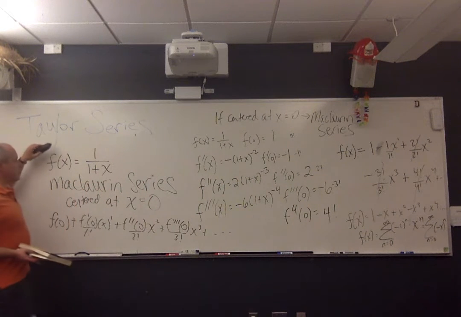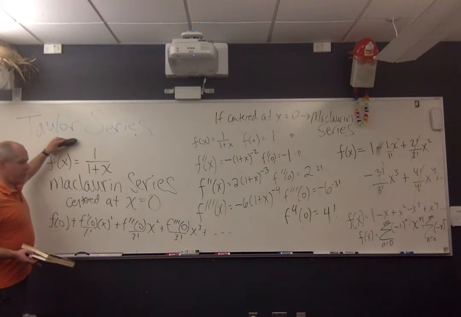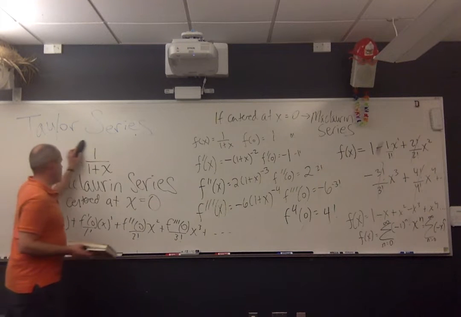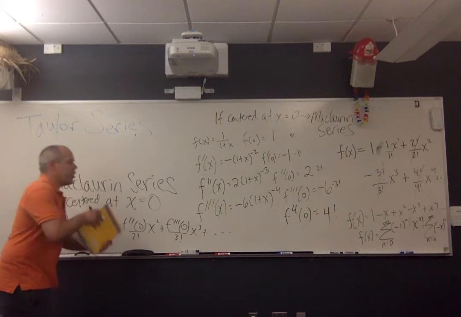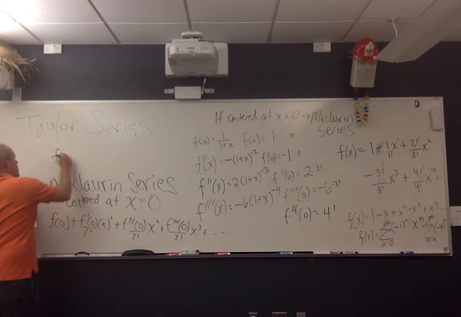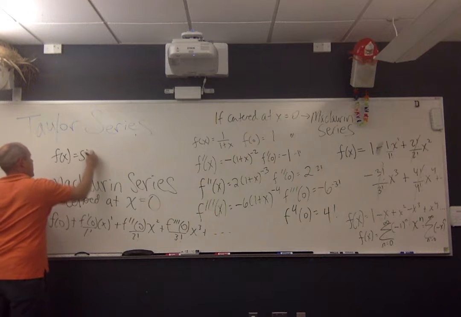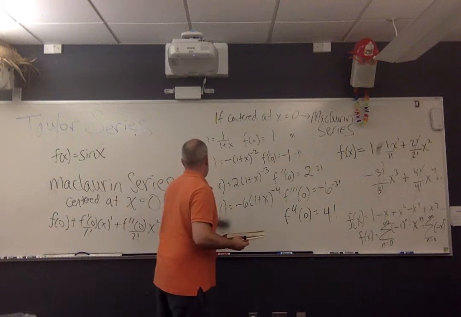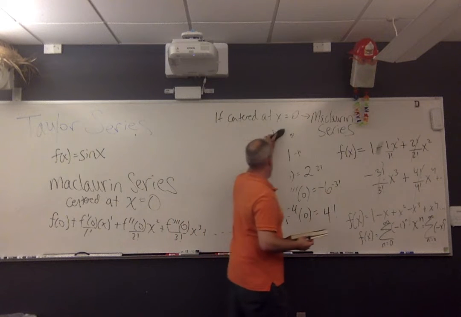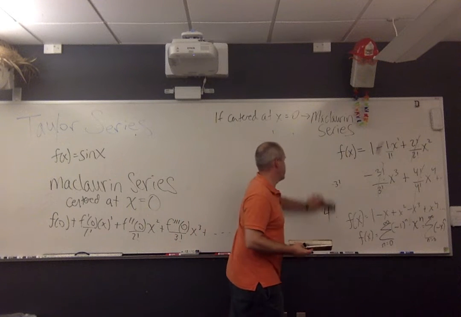Can I erase this? I'm going to leave the Maclaurin series part up and the formula. We can do that again. Let's try sine of x. Now, this isn't actually that bad because what happens with all the derivatives? Sine just alternates.